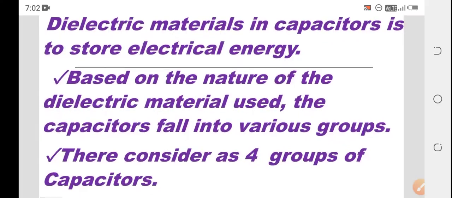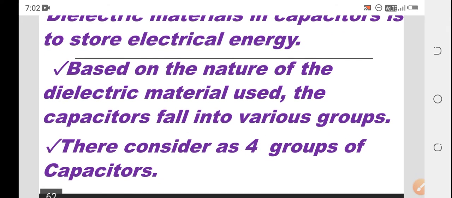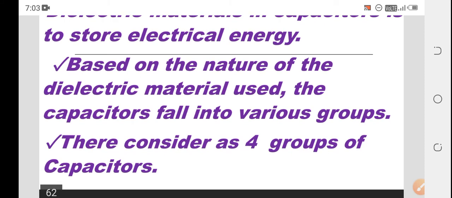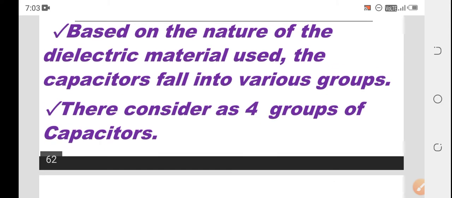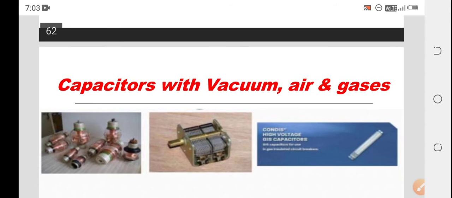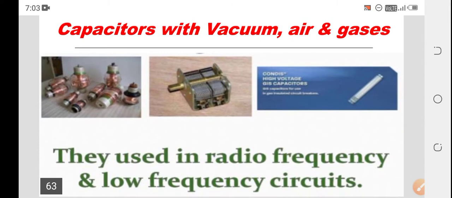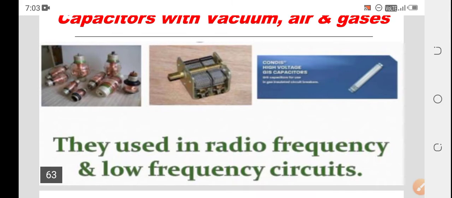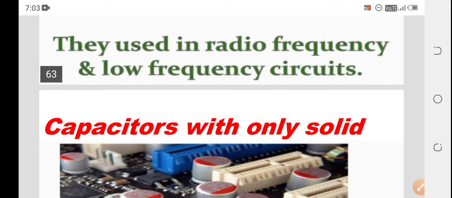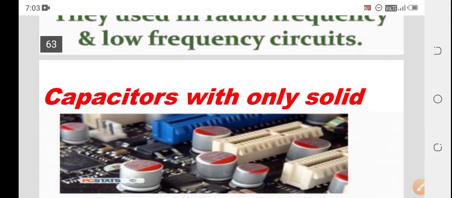Based on the nature of dielectric material used, capacitors fall into various groups. So by the nature of material, the capacitors are classified into four types. Capacitors with vacuum, air, gases. This figure we also took from the Google. These capacitors are used in radio frequency and low frequency circuits.